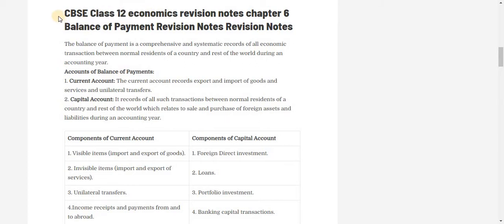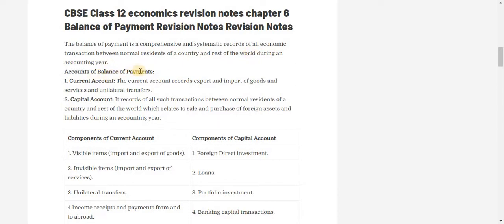Now we will see CBSE Class 12 Economics Chapter 6 Balance of Payment Revision Notes. The balance of payment is a comprehensive and systematic record of all economic transactions between normal residents of a country and the rest of the world during an accounting year.